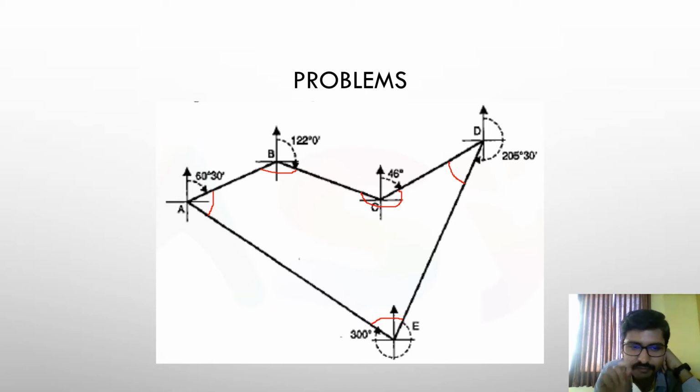Line AB has a bearing of 60 degree 30 minutes. So from north, the angle has to be 60 degree 30 minutes. Approximately, you know how much 60 degree is. So from the vertical line, which is north, you are supposed to draw a line at an angle of 60 degree 30 minutes. Okay, so that is line AB.